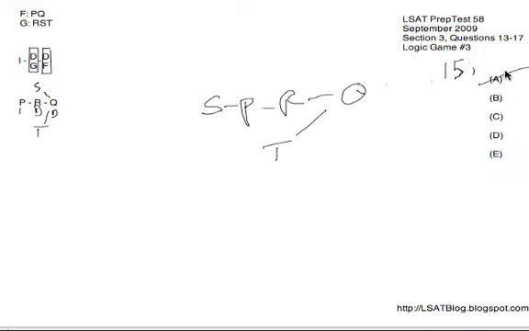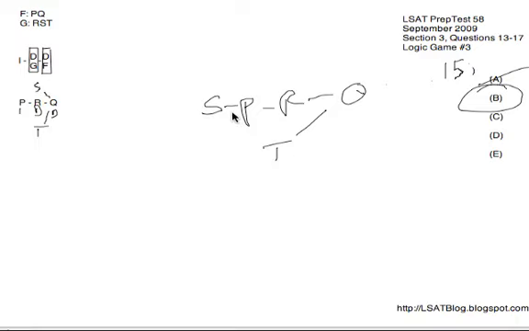Could S be third? No, S could not be third because we have to have all of P, R, and Q after it. So the latest S could appear would be second if T were first. Otherwise, it'll be first if T is coming after it. So B is impossible and is our answer to 15. I will look at the other choices though.